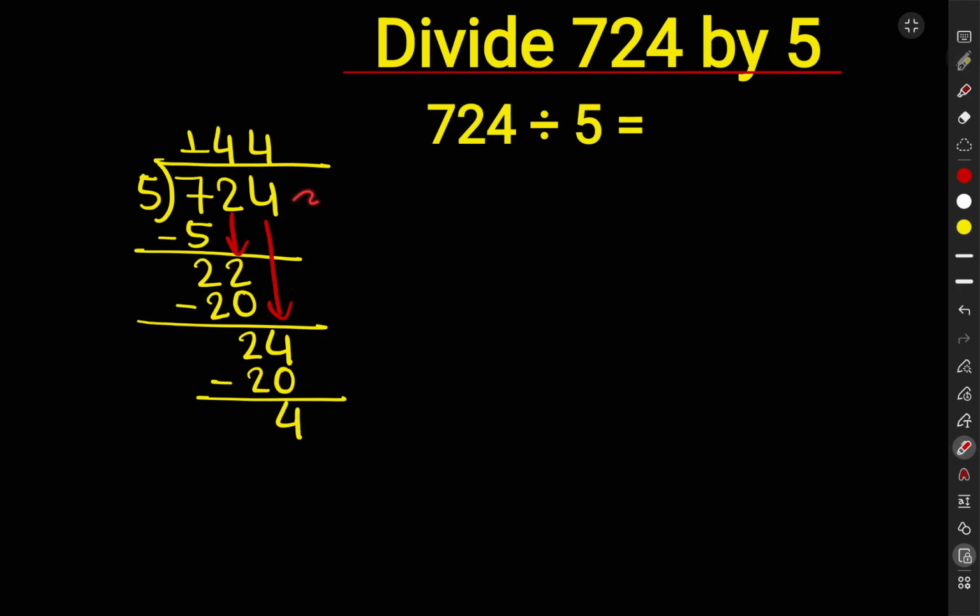So again we have no other number to put down. So we take here a decimal, so that we put 0. So it is 40 and 5 times 8 is 40. On subtracting, we get 0. So 724 divided by 5 is 144.8.